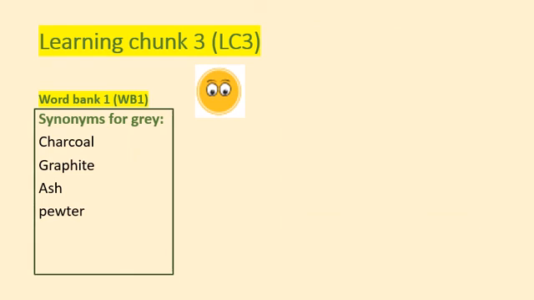Learning chunk 3. Now this is where we're going to look at noticing. Now, grey. It's very grey because it's been raining. So I'm going to look for synonyms for the word grey. And here I've got charcoal, graphite, ash, pewter. What I'd like you to do now is pick 2, maybe 3 of the words, synonyms for grey, and add them to learning chunk 3, word bank 1.